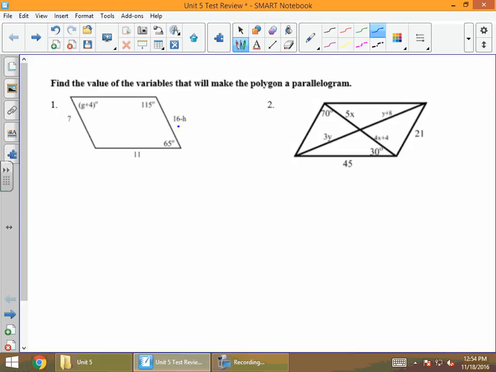So to find H, what is he going to set 16 minus H equal to? Equal to? So again, opposite sides of a parallelogram are congruent. And when you're trying to find sides, the only thing you can do is set sides equal to each other. So you just have to figure out which one of these you'd set 16 minus H equal to, and then solve. How are we going to solve for H?